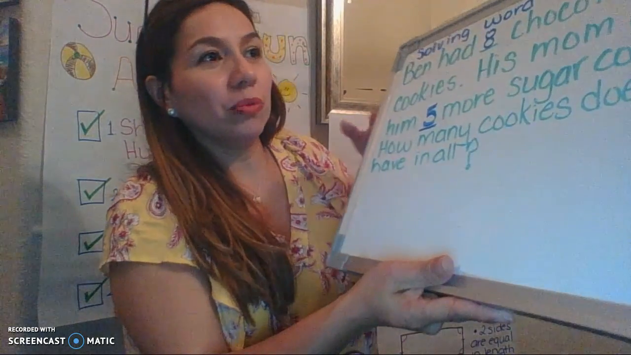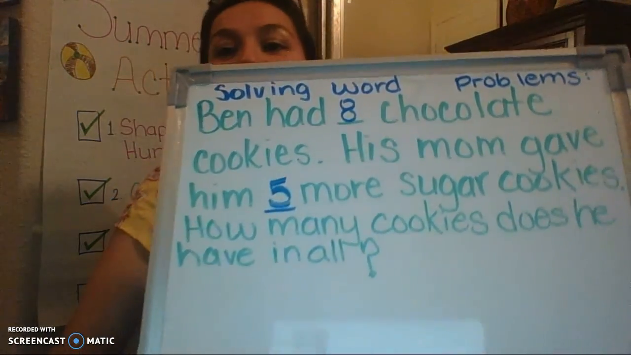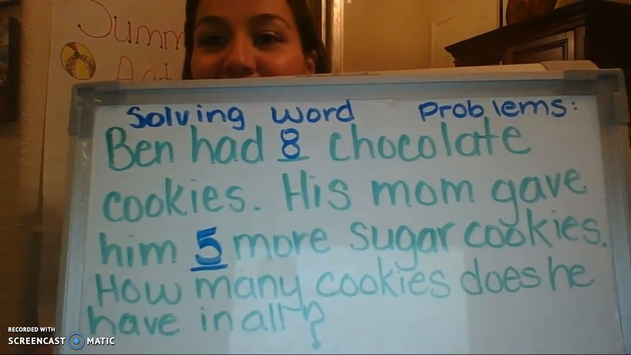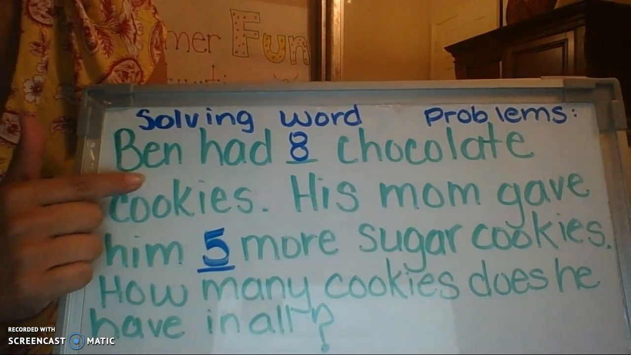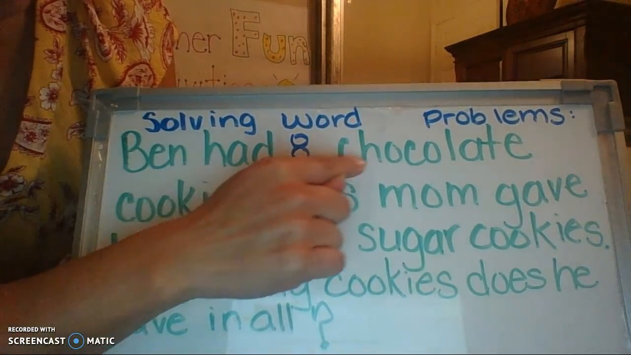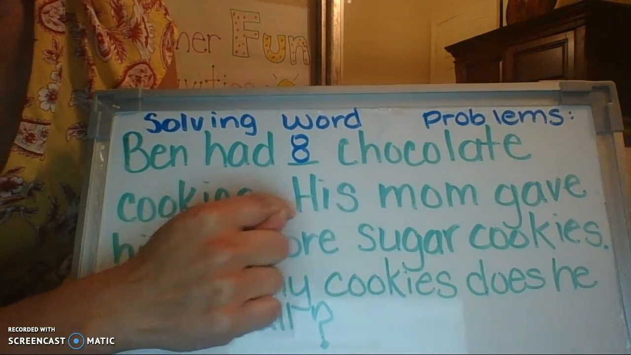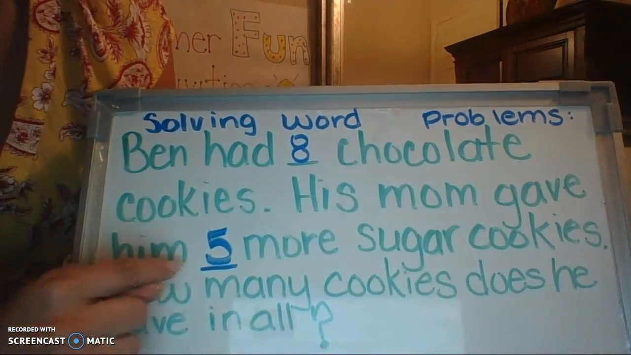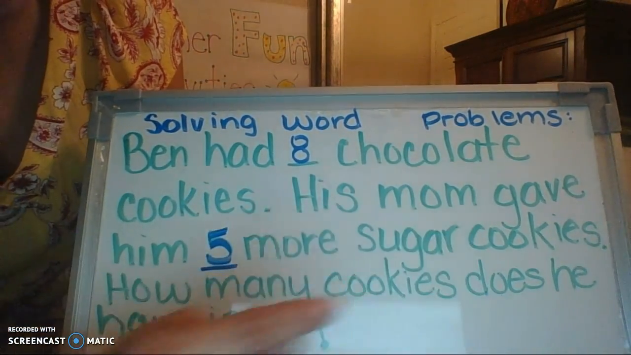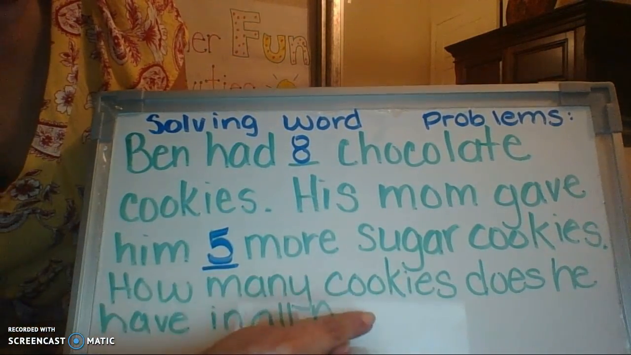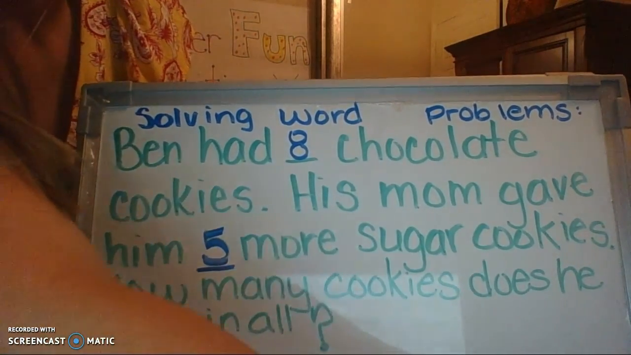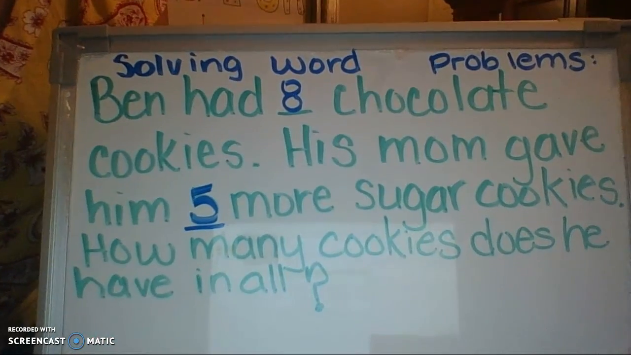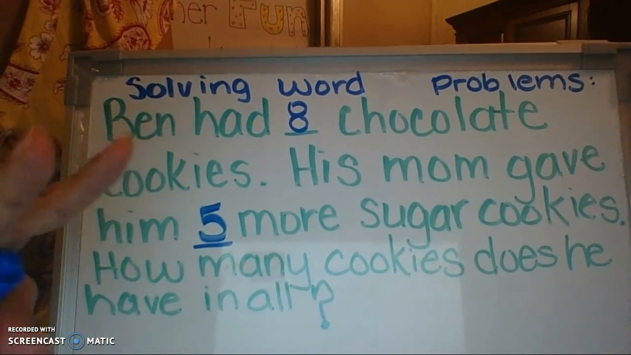Okay, boys and girls. So I have my word problem right here. My word problem reads like this: Ben has 8 chocolate cookies. His mom gave him 5 more sugar cookies. How many cookies does he have in all? Okay, now remember, you are reading the problem 2 times, correct?